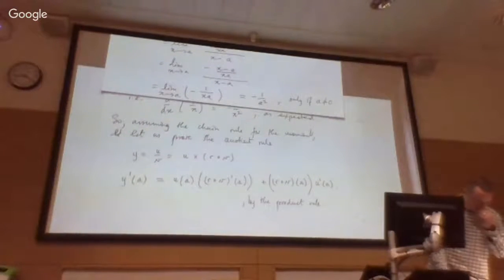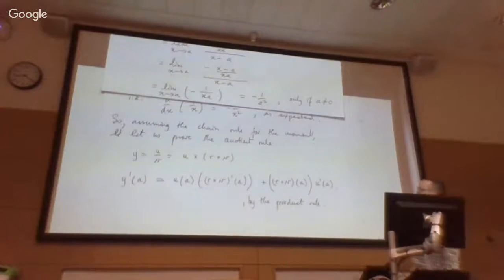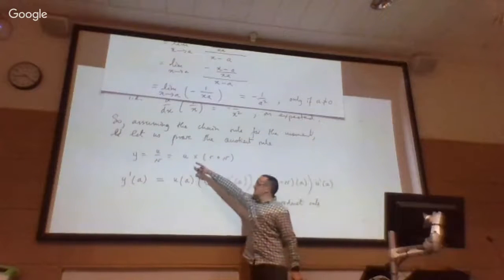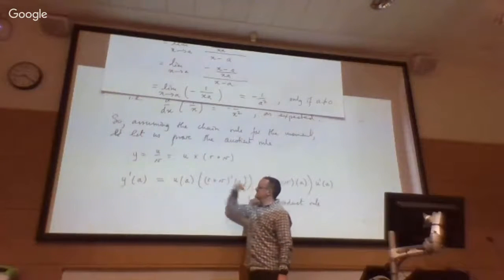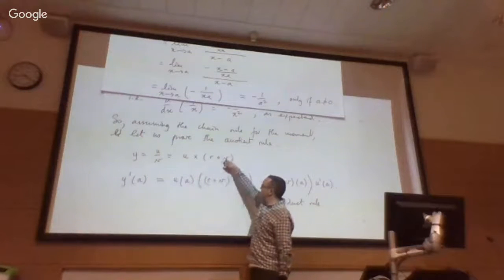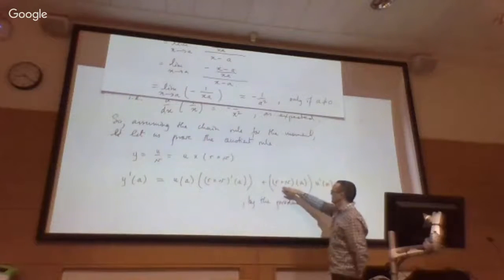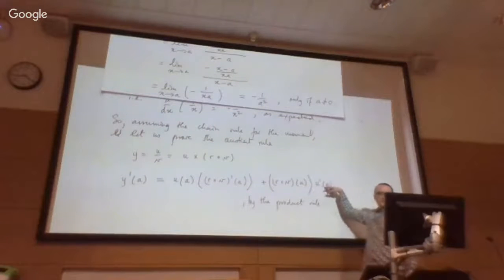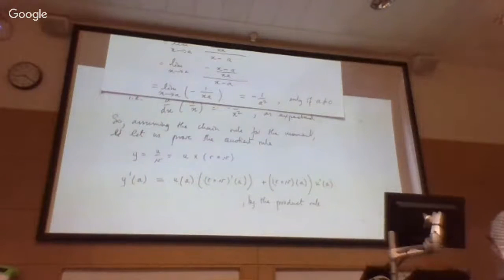Differentiating a product: this function u times this function in the brackets. It's this function u multiplied by the derivative of the function in the brackets, plus the function in the brackets multiplied by the derivative of u. And that's straight away the product rule.